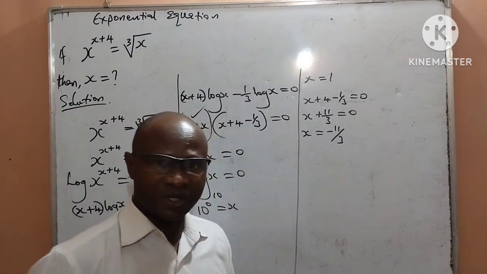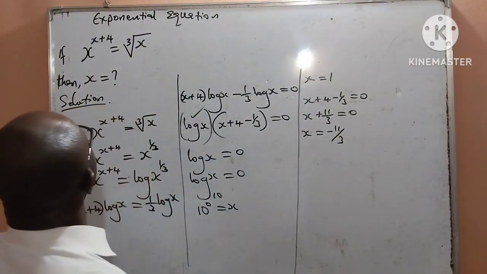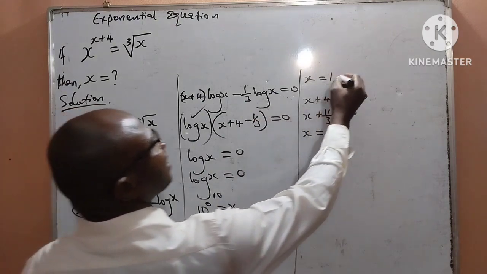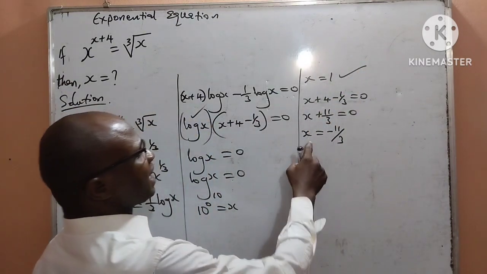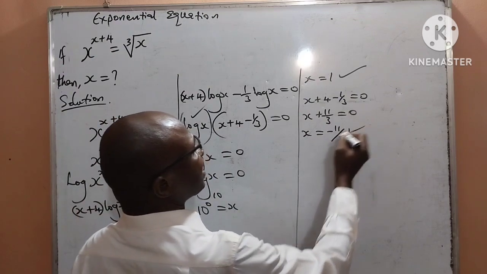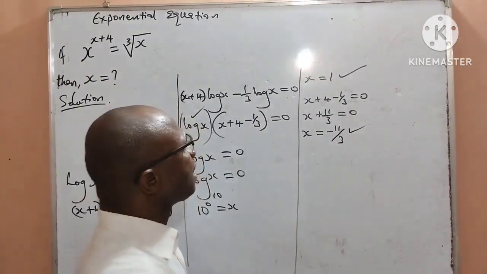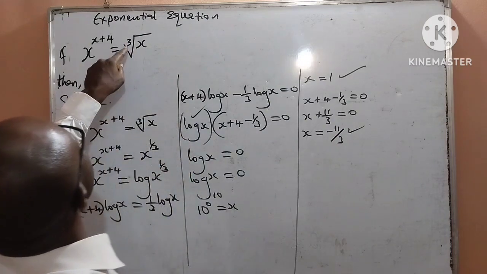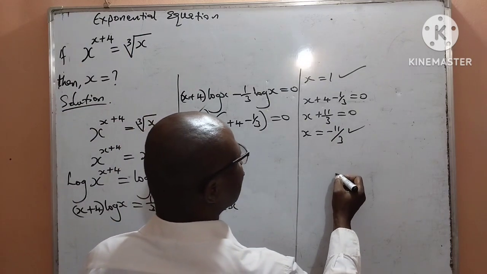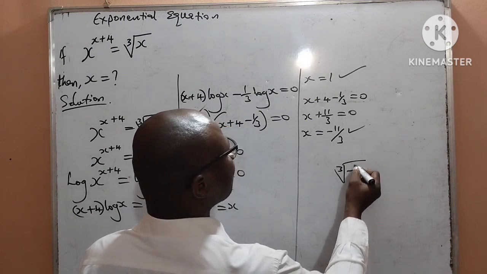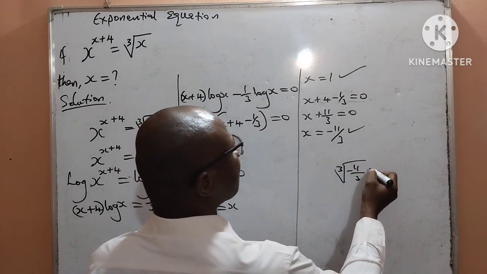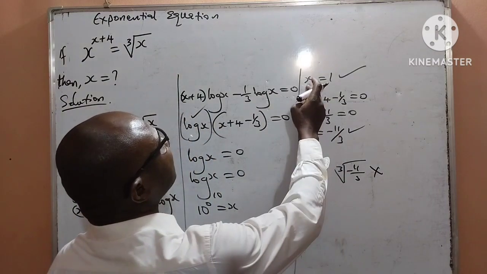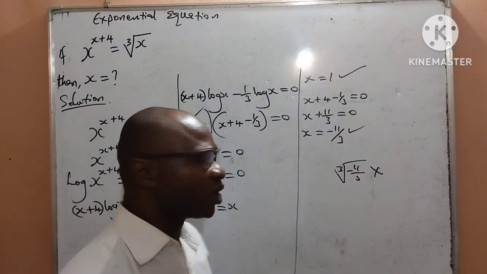In conclusion to this question, we can now say that our answers are: first, the value of x is 1. Next, the value of x is negative 11 over 3. But because minus 11 over 3 is negative, if we apply it here, we have the cube root of minus 11 all over 3, which is actually a complex value. So we can simply go by the value of x being equal to 1.